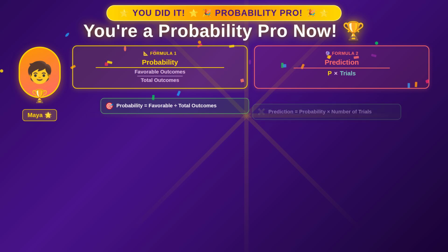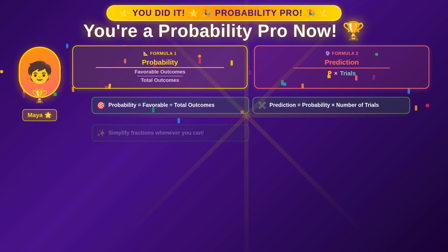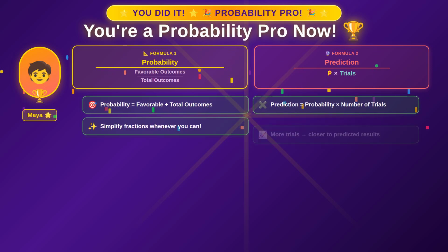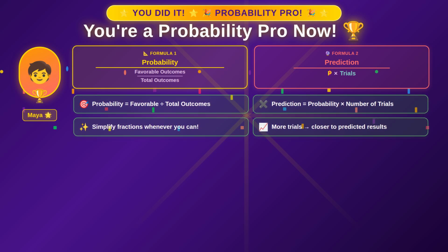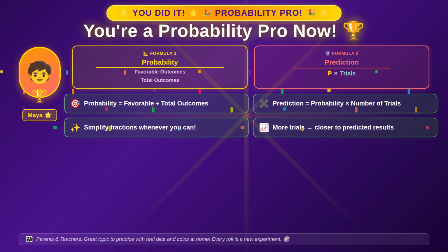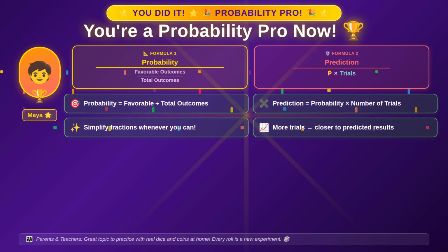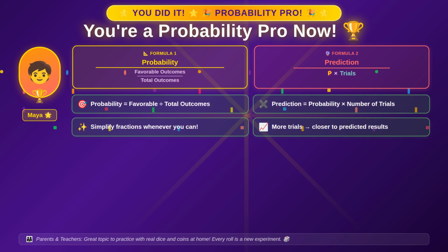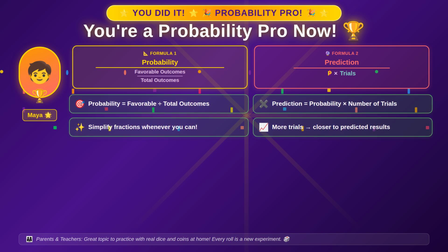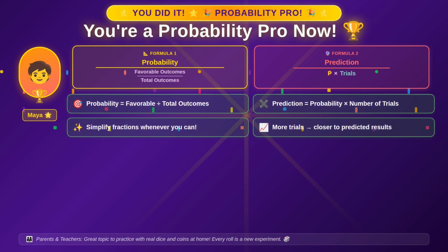Remember when Maya was staring at that carnival spinner, clueless? Now she can predict outcomes for any spinner, coin, die, or marble bag, and so can you. Let's recap. Probability is favorable outcomes divided by total outcomes. To make a prediction, multiply that probability by the number of trials. Simplify your fractions when you can. And remember, the more trials you run, the closer your results will match your prediction. From confused to confident. That's the probability journey. You've got this. Now go predict.